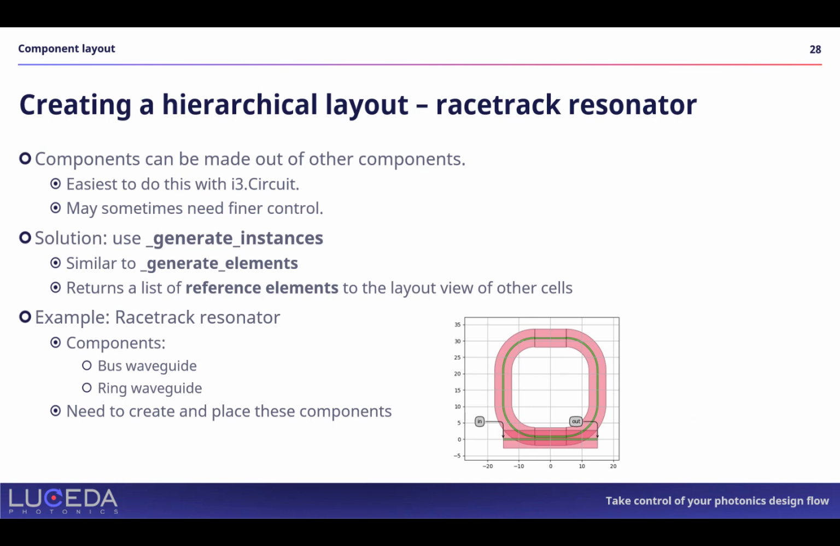It is possible to create a component out of other components. The most convenient way to do so is by using i3.circuit, but there are cases in which you may want a finer level of control. In these cases, you can add references to the layout of certain components directly to other components. To do this, you need to use the method generate instances of i3.layoutView. Much the same for generate elements and generate ports, you need to overwrite the method in your layout view and have it return a list of reference elements that refer to the layout of another cell.